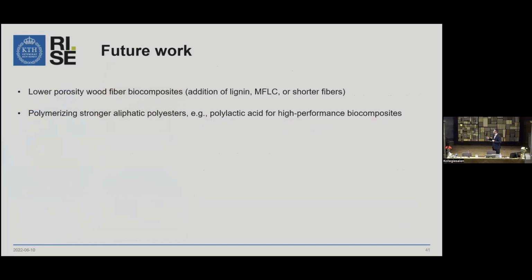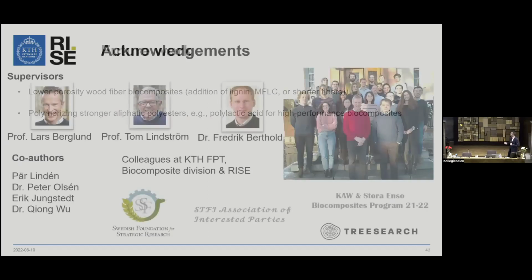Some suggestions for the future work. So we think that lower porosity wood fiber biocomposites are very interesting, and possibly we can add some extracted lignin or mix MFLC with wood fibers, or we can use shorter fibers. We can also polymerize stronger aliphatic polyesters like polylactic acid for high performance biocomposites.